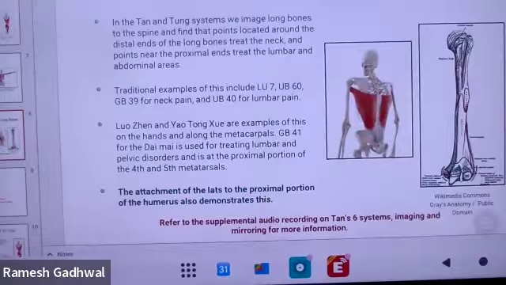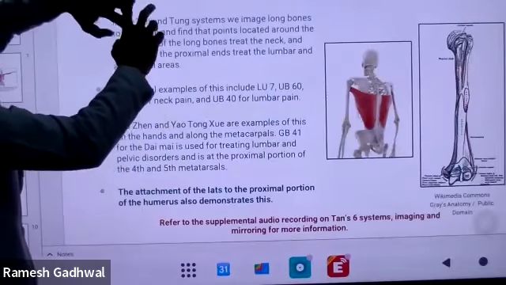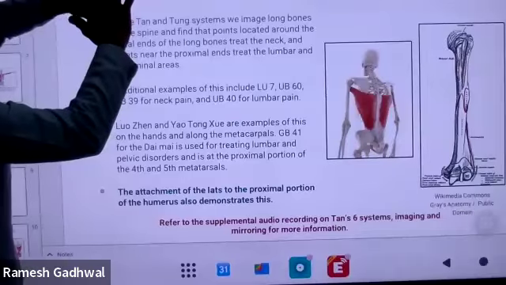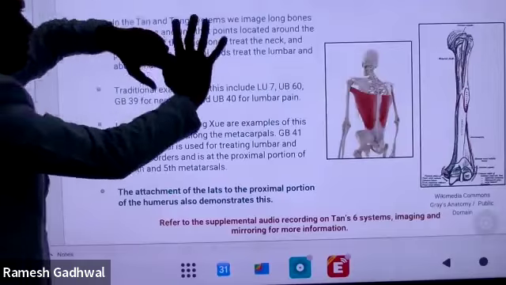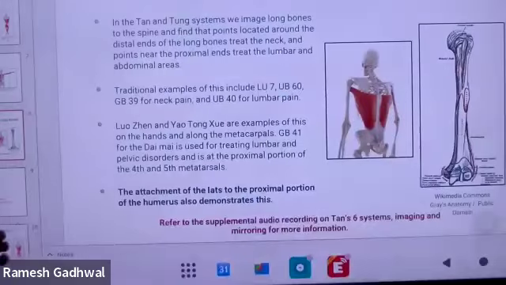UB40 for lumbar pain. The Liu Zhang and Yao Tong points are actually examples of this on the hands, along the metacarpals. So these 2 points are here. One is here, another is here: between the second and third metacarpal bones and between the third and fourth metacarpal bones.